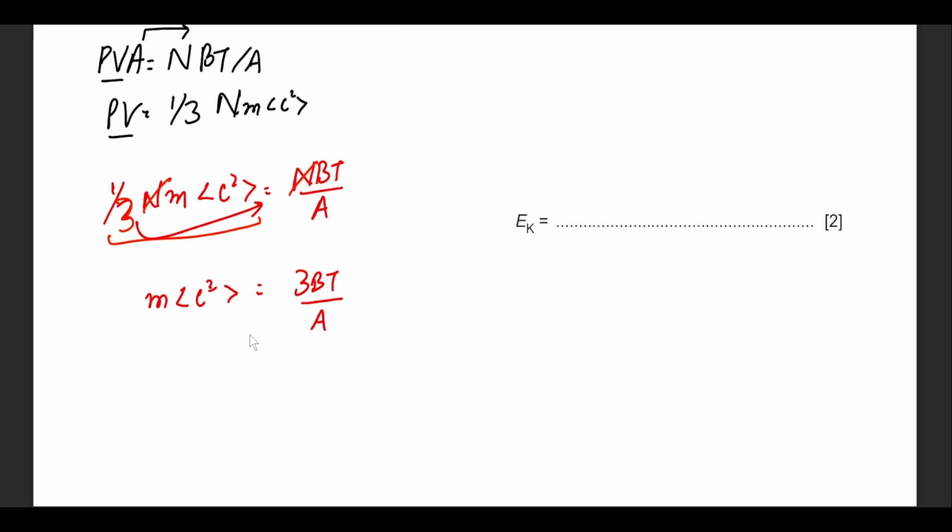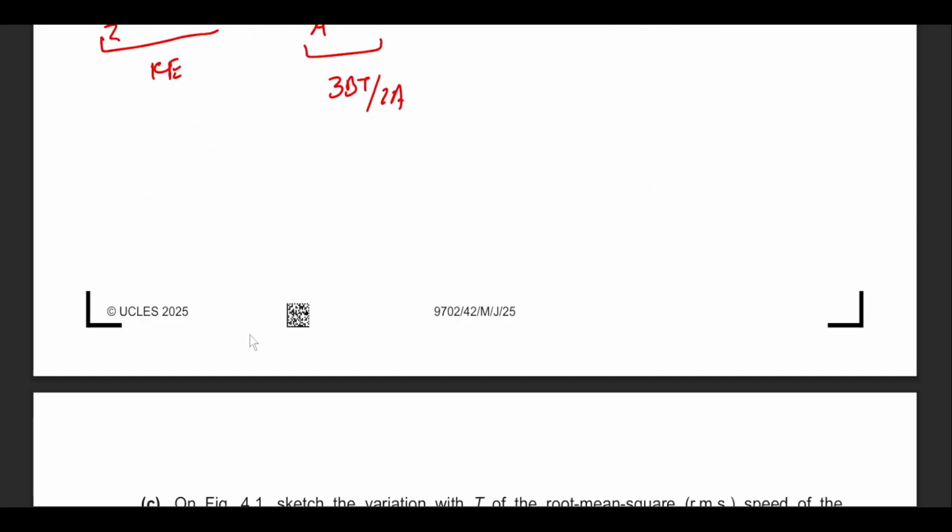And if by any chance, for example, we want to multiply this with 2 and divide this, multiply both sides by 1 over 2, that would be a better choice. 1 by 2, and this is also 1 by 2. When I do that, the left-hand side becomes equal to the kinetic energy, and the right-hand side becomes 3bt divided by 2a. So the expression should be 3bt divided by 2a.